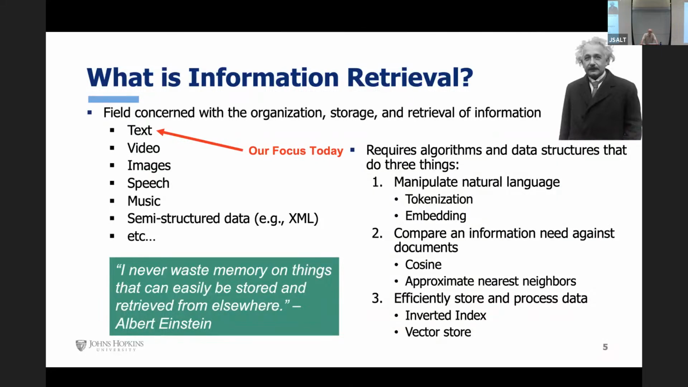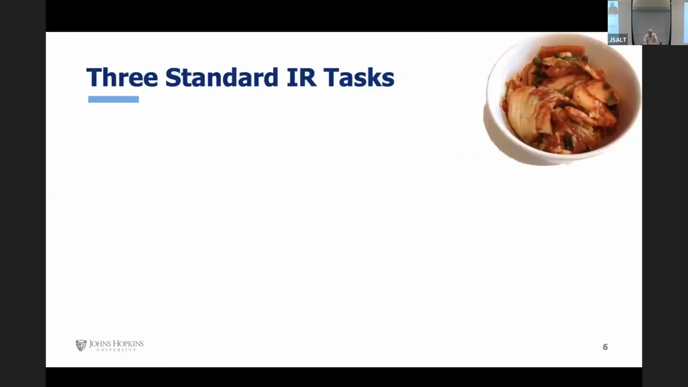As I said, there are three things we have to be able to do information retrieval. We have to be able to manipulate natural language, because we have text documents that have natural language, and we have queries that have natural language, presumably. That's done with things like tokenization and embedding. We need to compare the information need that a user puts in against the content of a document. That's done with things like cosine or approximate nearest neighbor search. And then we need to efficiently store and process the data using things like inverted indexes or vector stores. So these are the three bits we're going to talk about in order this morning.